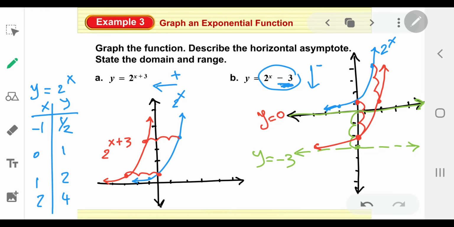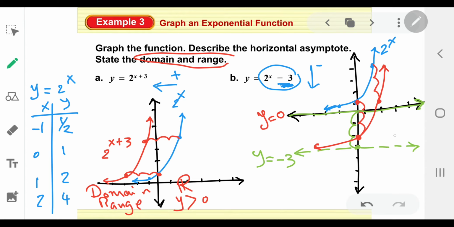Now, let's see how to answer the second part of the question. State the domain and range. As explained earlier, in the horizontal translation, right and left, the domain and range stay the same. The domain of the first one here, the domain of all exponential functions actually, is always all real numbers. The range here, y greater than 0. Horizontal translation does not affect the range.